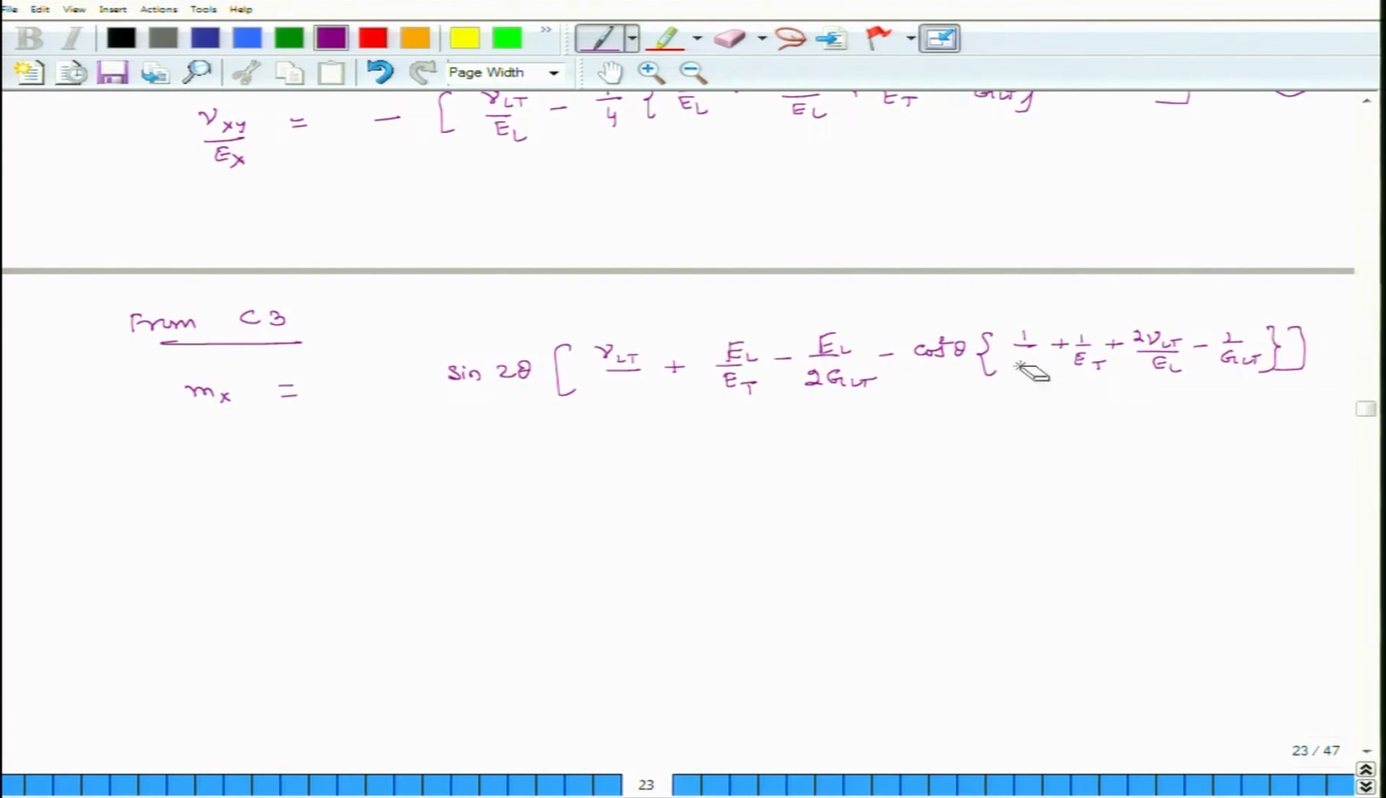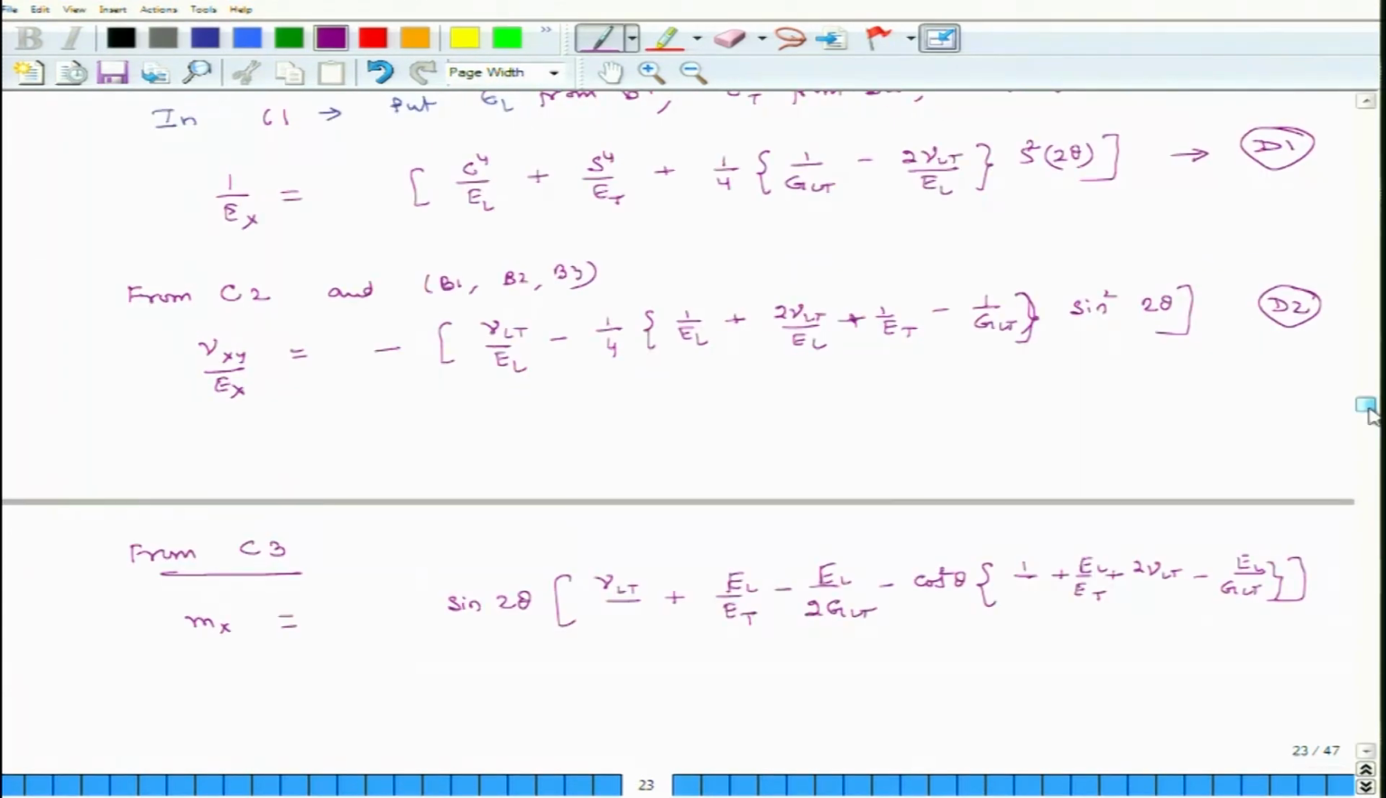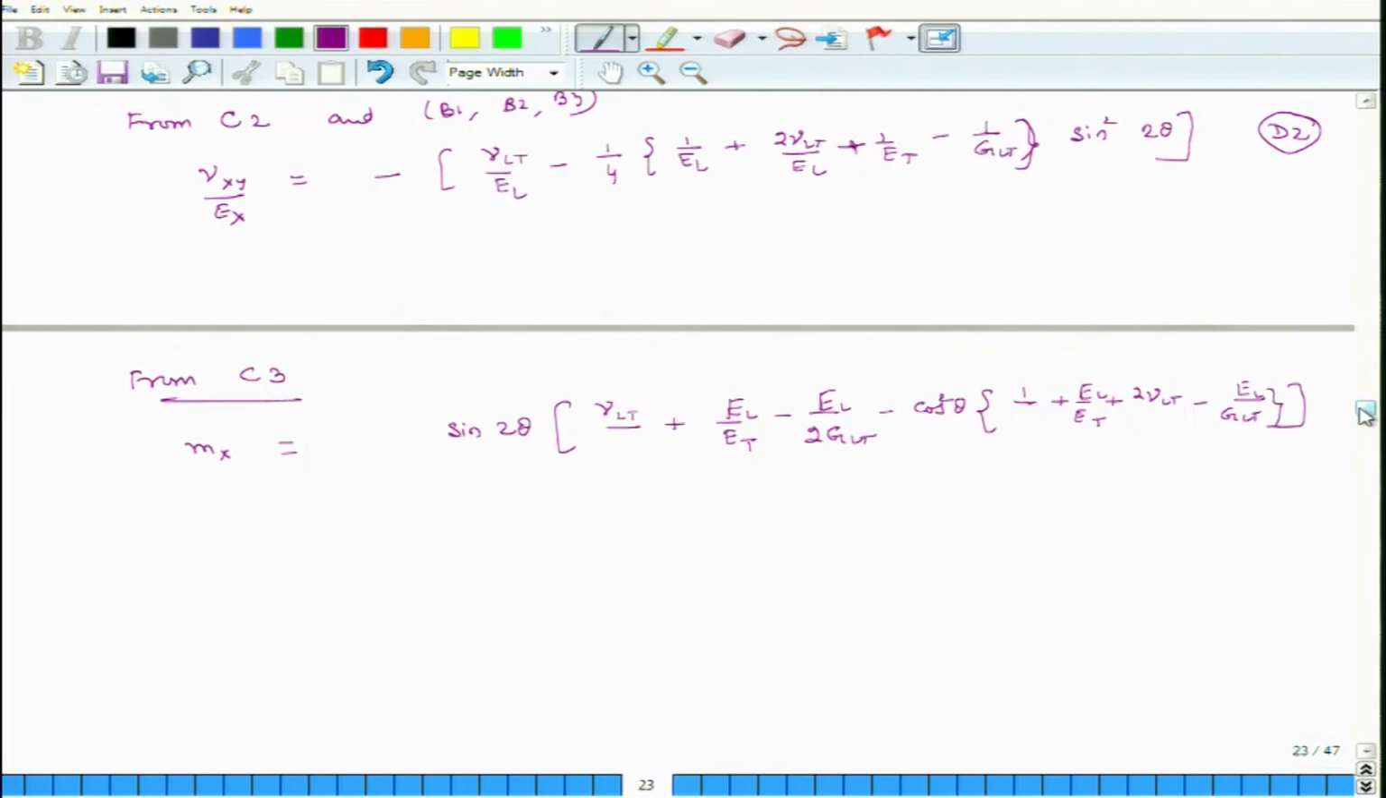So, here it goes away and I have in the numerator, in the denominator it goes away and 2 EL. So, this is 1 over EL over GLT, or this one is redundant, just adds confusion. So, I will write it as EL over GLT. Okay. So, from C1, C2, C3 we get relations for Ex, nu xy and mx, which is the cross coefficient. So, this is D3.